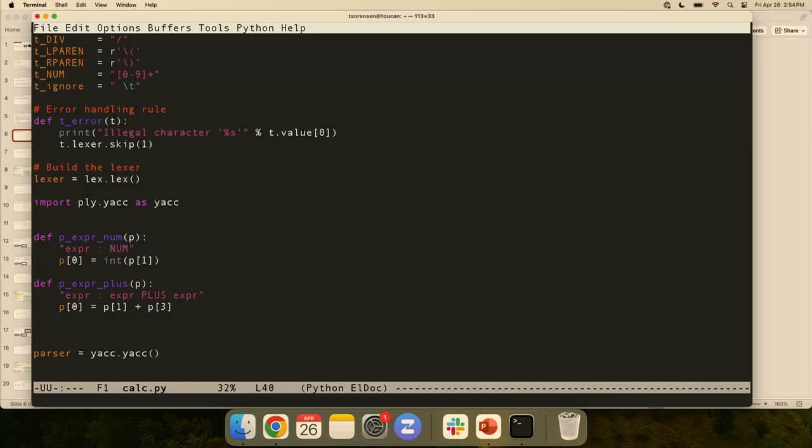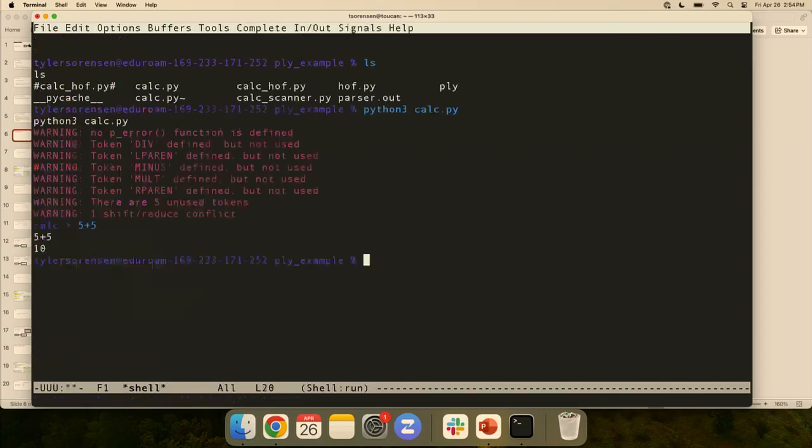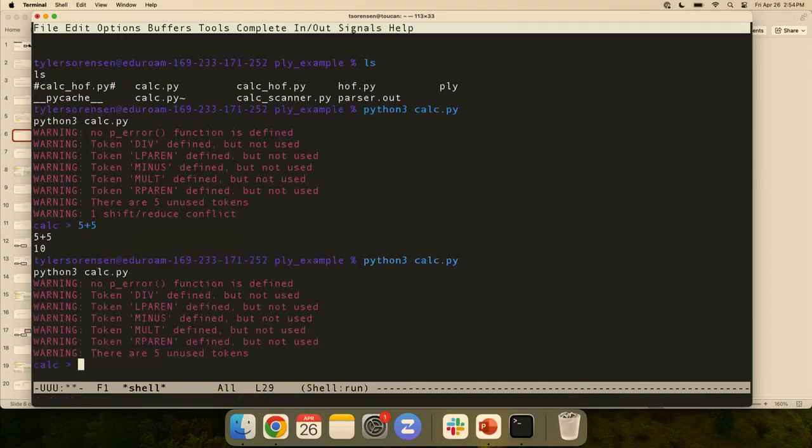So how do we get rid of this ambiguity? Can we change our grammar really easily? What do you think? How do we change it? Who wants to say? Should we make the left expression num? The left expression num. Let's try it. And we see that the shift reduce conflict warning is gone. So this is no longer ambiguous.